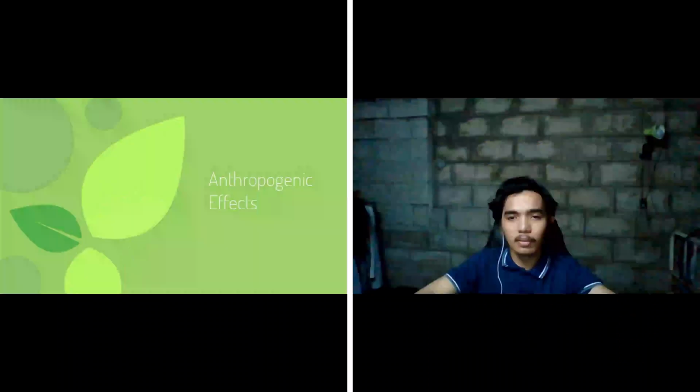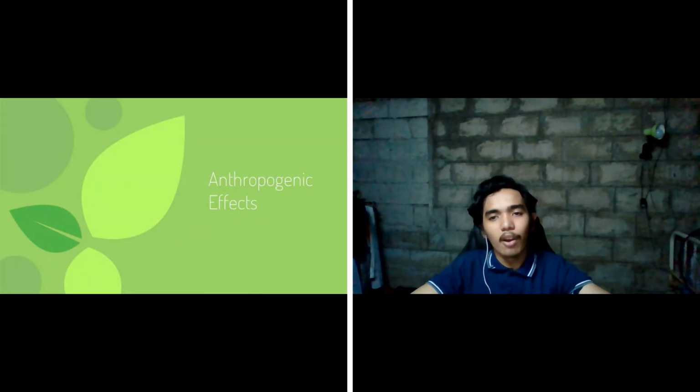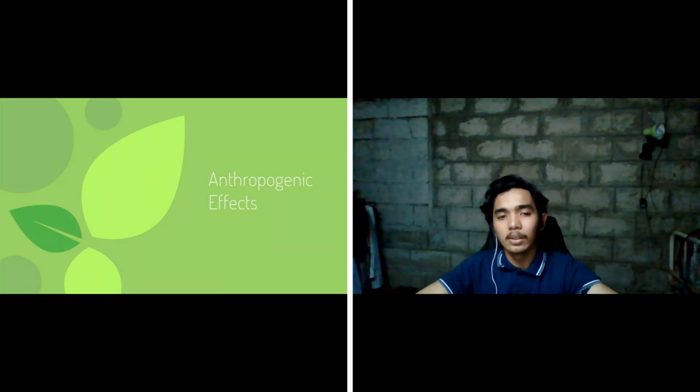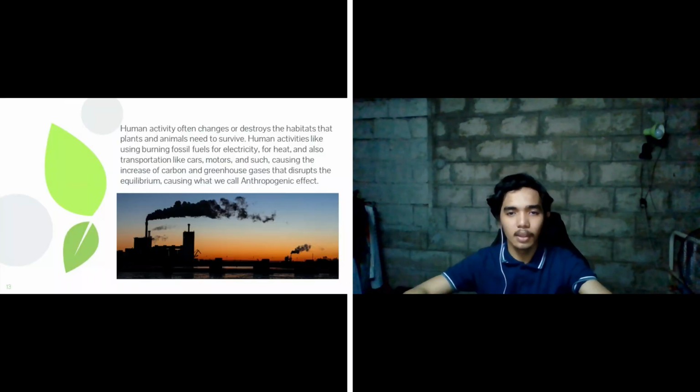Human activity often changes or destroys the habitats that plants and animals live in to survive. Human activities like burning fossil fuels for electricity, for heat, and also for transportation, like cars, motors, and such, cause the increase of carbon and greenhouse gases that disrupts the equilibrium, causing what we call the anthropogenic effect.